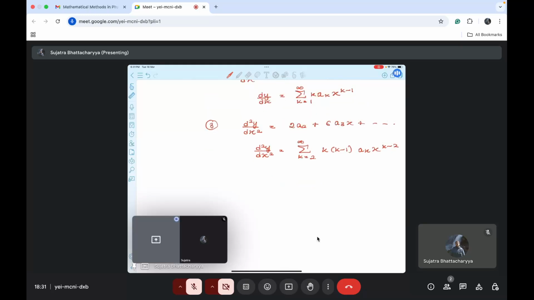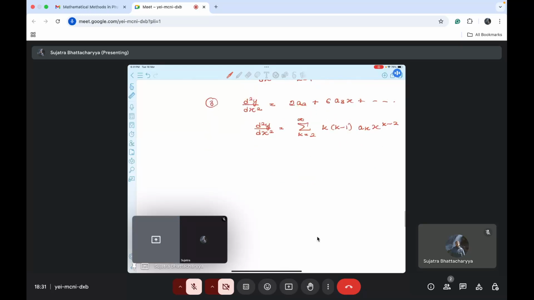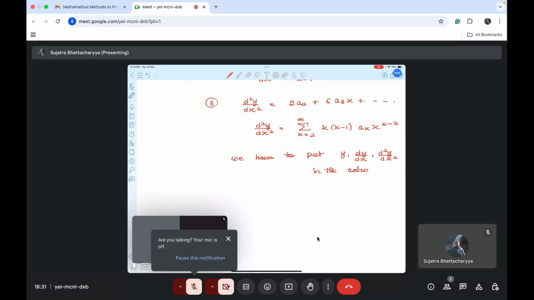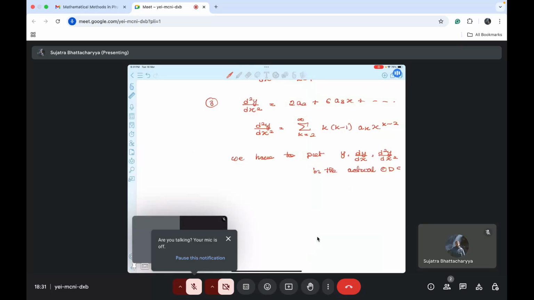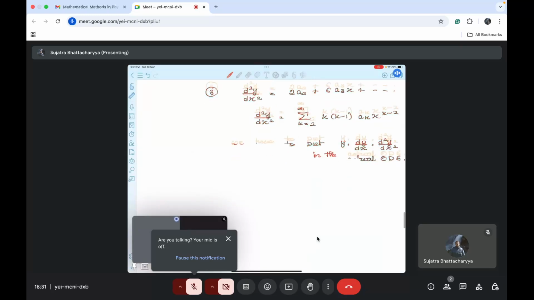Done. Once we have done this, we now have to put whatever we have got for y, the first order derivative of y and the second order derivative of y, in the actual ODE, right? So this is what you have to do.